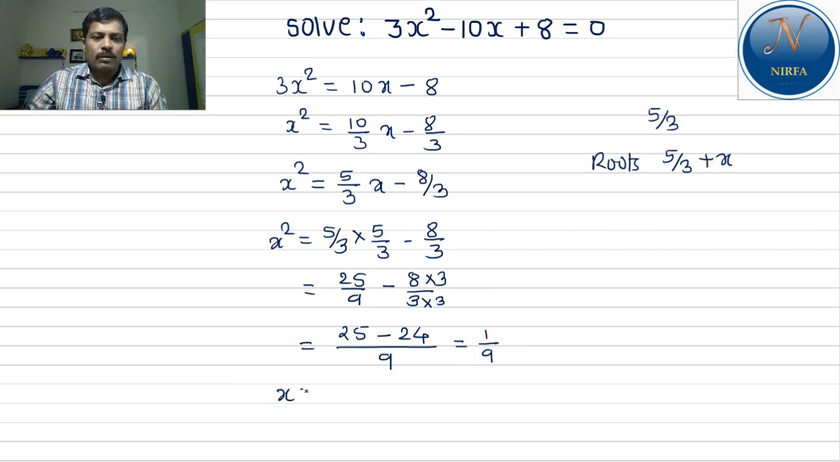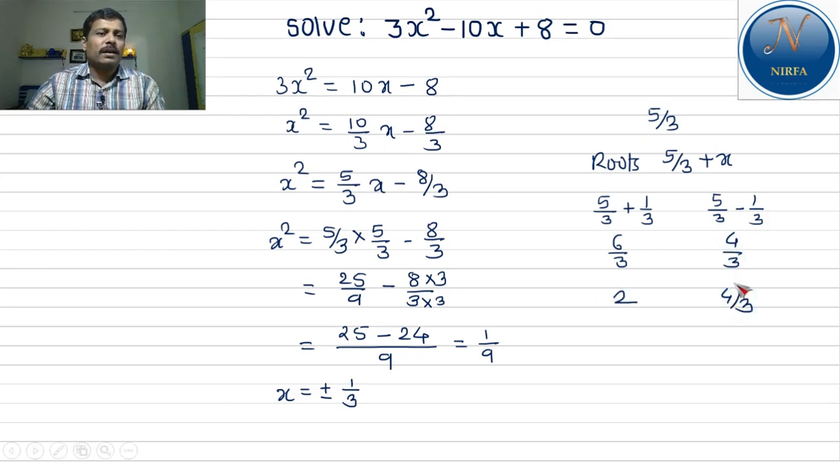और फिर x की वैल्यू स्क्वायर रूट लेने के बाद आपको मिलेगी प्लस और माइनस 1 by 3. अब ये वैल्यूज यहां पर रखना है. तो आपका फर्स्ट रूट आएगा 5 by 3 प्लस 1 by 3 और सेकंड रूट आएगा 5 by 3 माइनस 1 by 3. So it is 6 upon 3 and it is 4 upon 3. So it is 2 and it is 4 by 3. That's all. How simple it is.